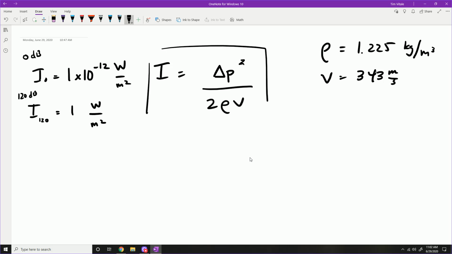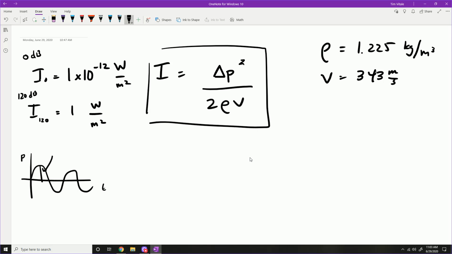This equation right here is from the textbook, and it basically just says that the intensity is equal to the change in pressure. If we plotted a sound wave, sound waves are longitudinal waves, but if we plot it with pressure versus time, or even distance, we would get a wave that looks like this. And so the difference in pressure is actually going to be our amplitude, which the question is ultimately asking about. So this delta P is going to be our amplitude. And then it's divided by 2 times rho.